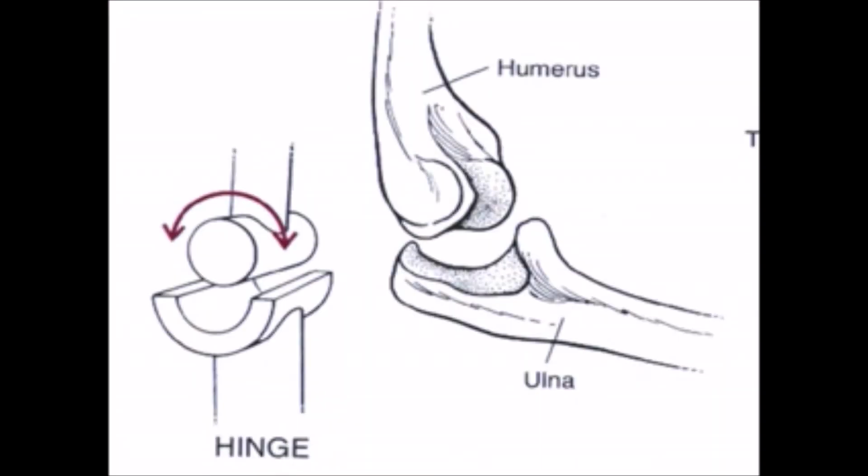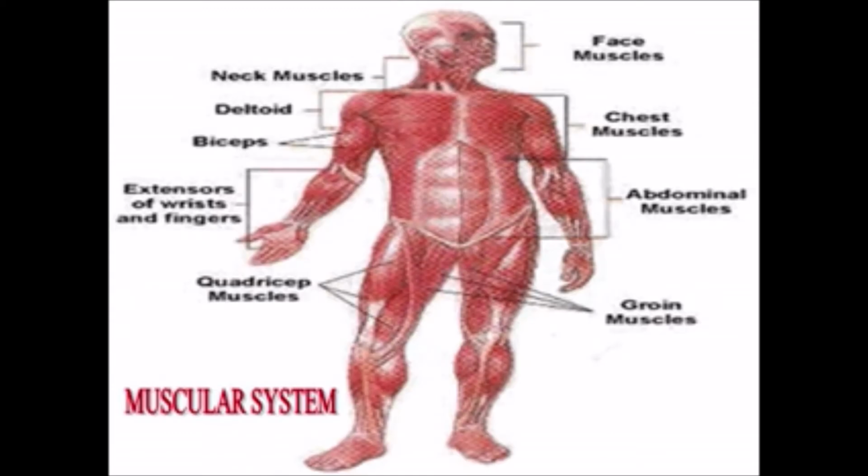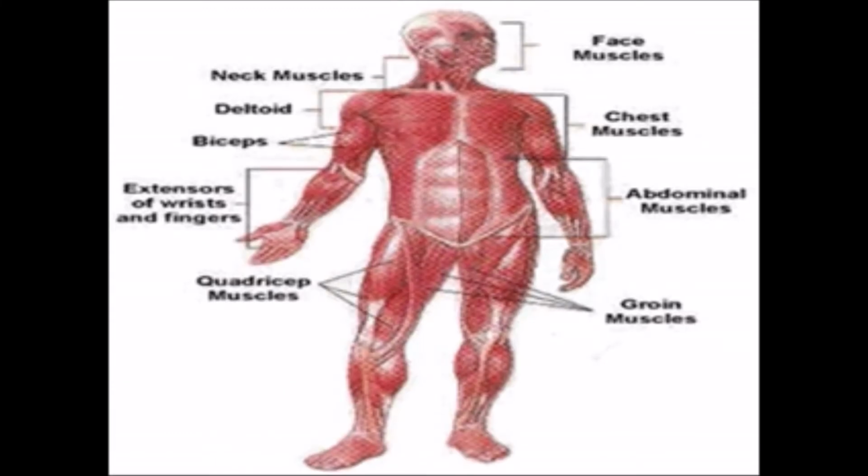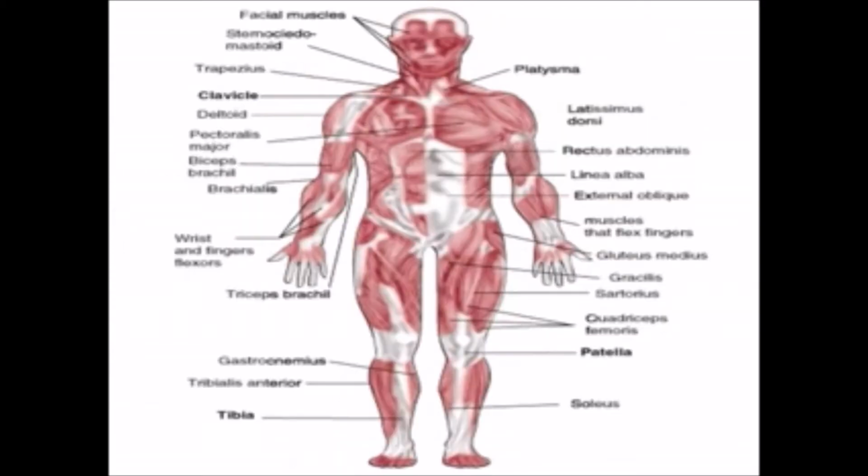Just see how the humerus and ulna are joined with the hinge joint. Muscular system. You have muscles of the face, neck muscles, chest muscles, abdominal muscles, groin muscles, and the hand and leg muscles. Closely observe this picture where you can see the muscles are attached to the bones.